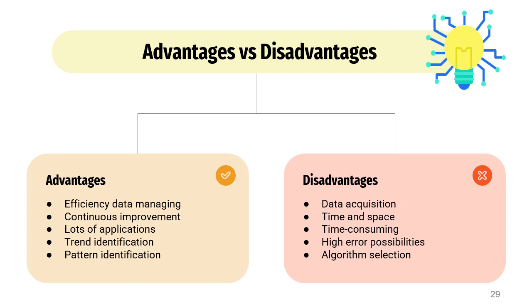We have to select two or more algorithms, write code for them, and find the accuracy of each algorithm, and then we conclude that this algorithm has a higher accuracy, so we are selecting this algorithm. So algorithm selection is one of the difficult tasks in the machine learning lifecycle.